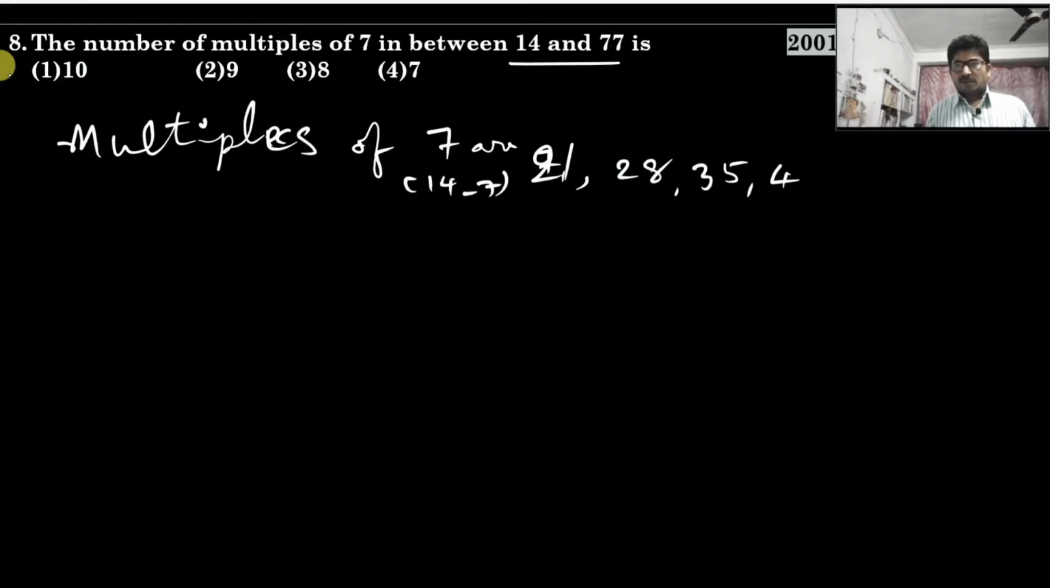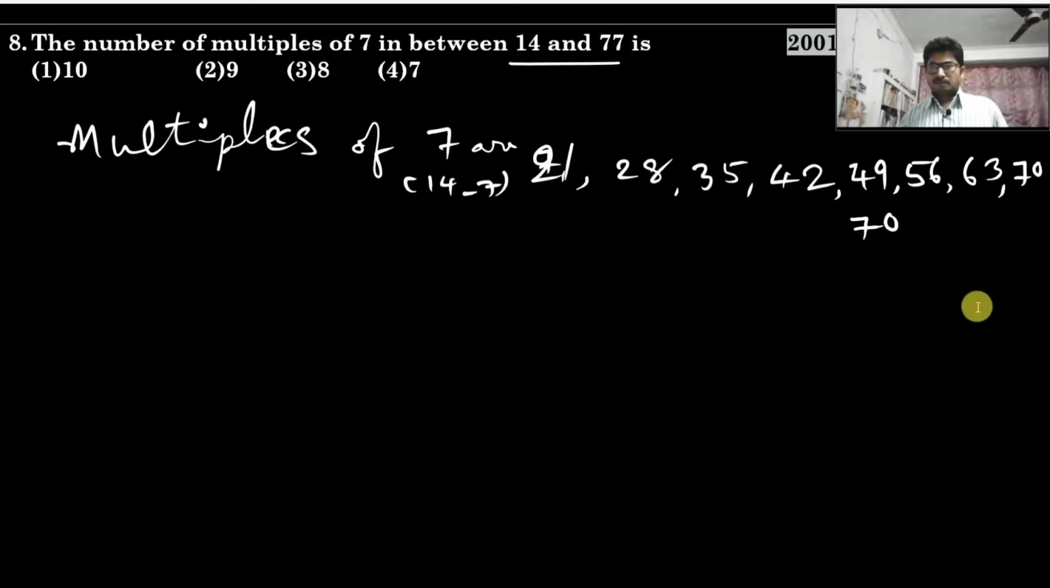42, 49, 56, 63, 70, up to 70 only. So multiples of 7 between 14 and 77 are 21, 28, 35, 42, 49, 56, 63, 70.